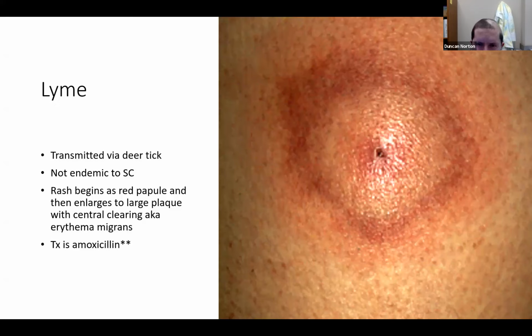The treatment is amoxicillin. The rash begins as a red papule. It'll enlarge to a plaque and get central clearing, but you may have a necrotic center where the tick bit you. And this spreading is known as erythema migrans. So keep that in mind.